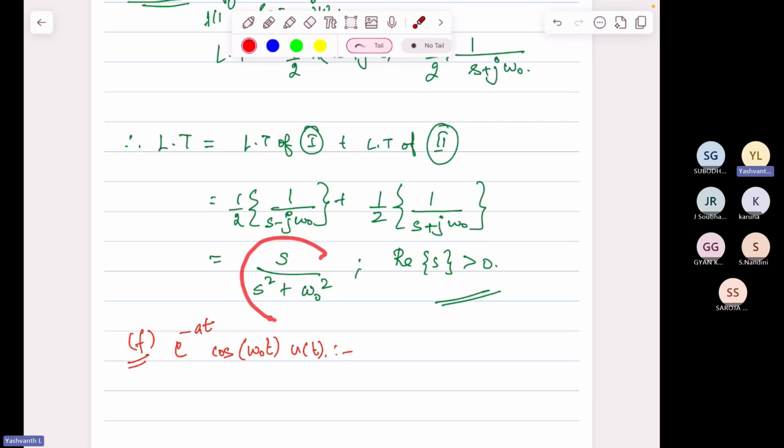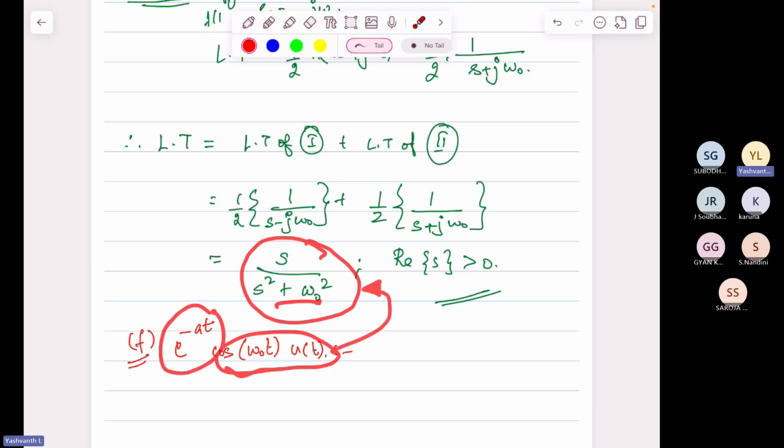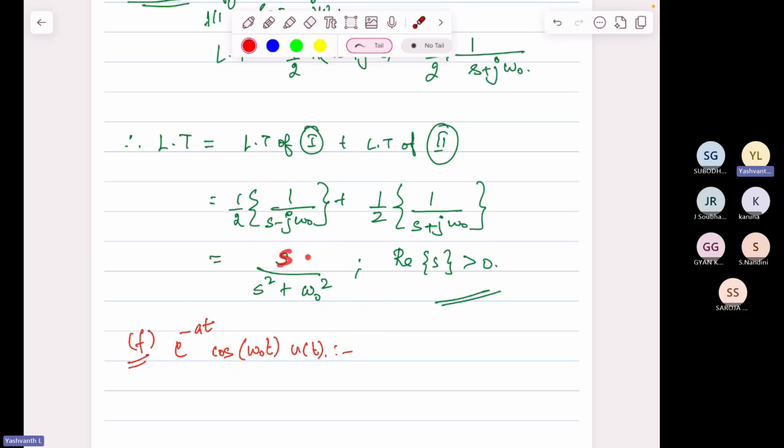Basically, you know, cos(ω₀t) u(t) will have s/(s² + ω₀²). This guy has this as a Laplace transform. It is multiplying another e^(−at). So s will become s + a. So it will be (s + a)/((s + a)² + ω₀²), and real part of s greater than −a. Okay, that's basically the answer. I've told you the final answer, but you can try to write it a little systematically from first principles and prove it. Okay, this is homework.